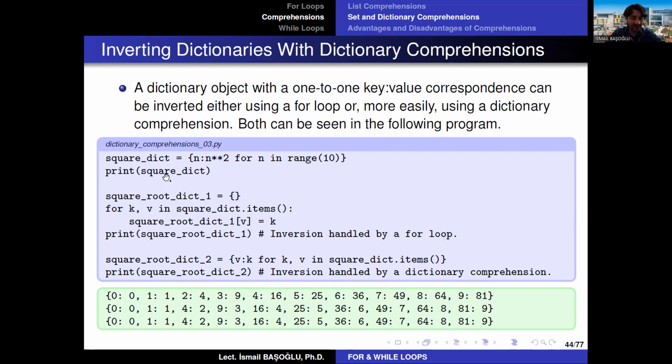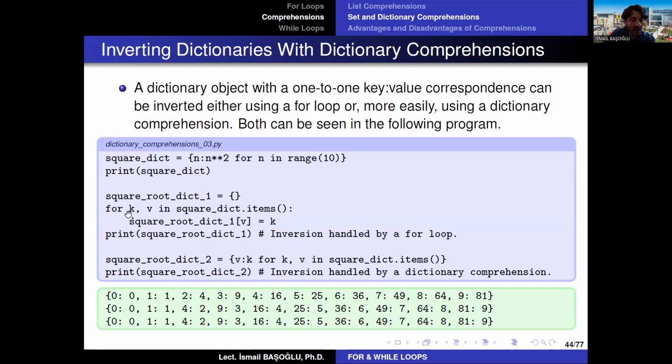So how do I create that? Let's say I have already created a square dictionary using a dictionary comprehension here. And now I want to create another dictionary which is containing the square roots. I call this square root dictionary 1. I create it as an empty dictionary, my friends, because I am just going to invert it with an ordinary for loop. I'm not going to use a dictionary comprehension to invert it.